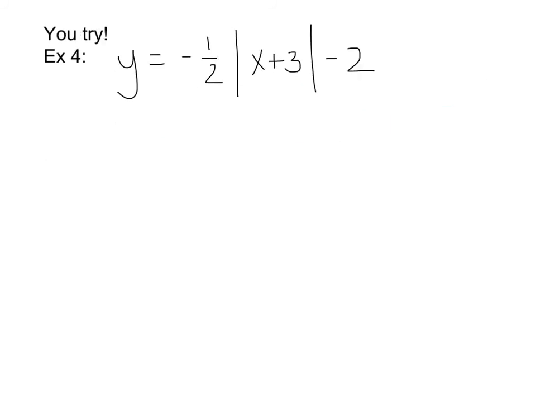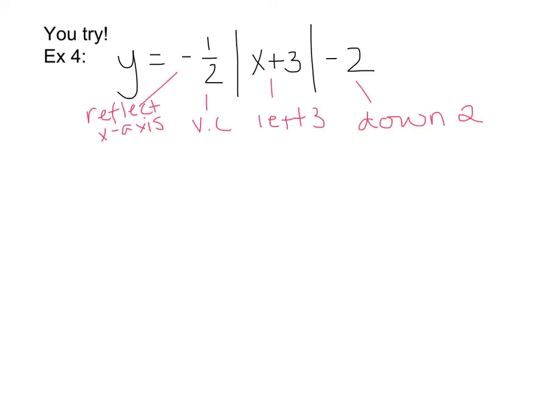All right, try this last example, guys. I want you to graph it and state the characteristics for y equals negative 1/2 times the absolute value of x plus 3 minus 2. The negative out in front makes your absolute value bars flip over the x-axis. The 1/2 is a vertical compression. The plus 3 moves it to the left 3, and the minus 2 moves it down 2. So that is going to make my vertex, since it was being moved to the left, -3, and down 2 makes it -2.